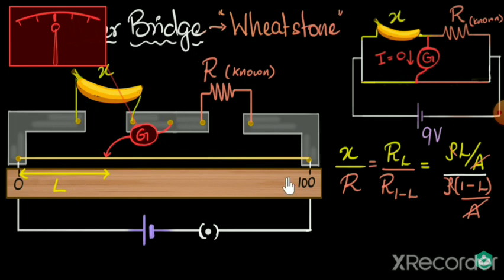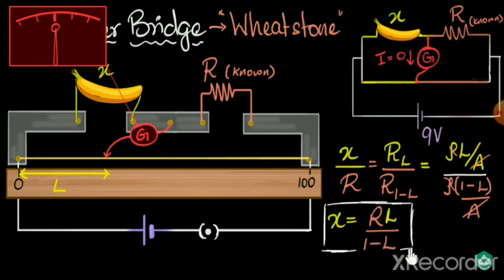And I'm done. So from this, I can now rearrange and I can say X, the resistance of the banana, equals R times L. We call this the balancing length. We also sometimes call it the null point because this is the point where there is no current flowing through. So null point divided by, what was that? R into L divided by 1 minus L. And you can do this and you will get your answer. And in short, that's how you can use a meter bridge to find the resistance of an unknown material.